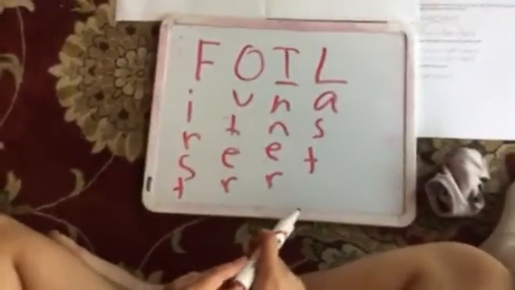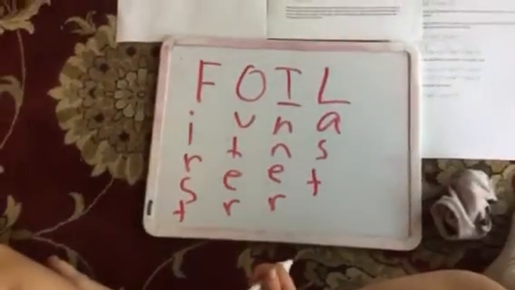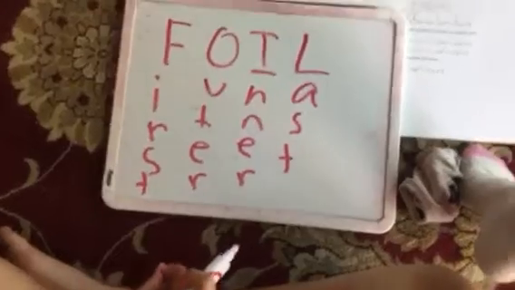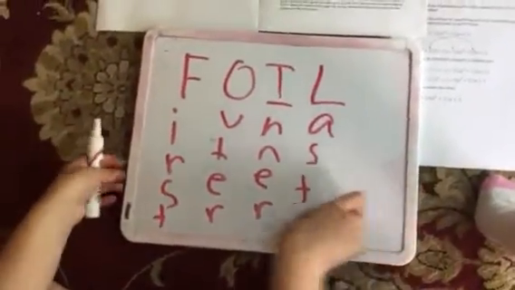First, multiply the first term in each set of parentheses. Outer, multiply the outer term in each set of parentheses. Inner, multiply the inner term in each set of parentheses. And last, multiply the last term in each set of parentheses. So now let's try an example problem.